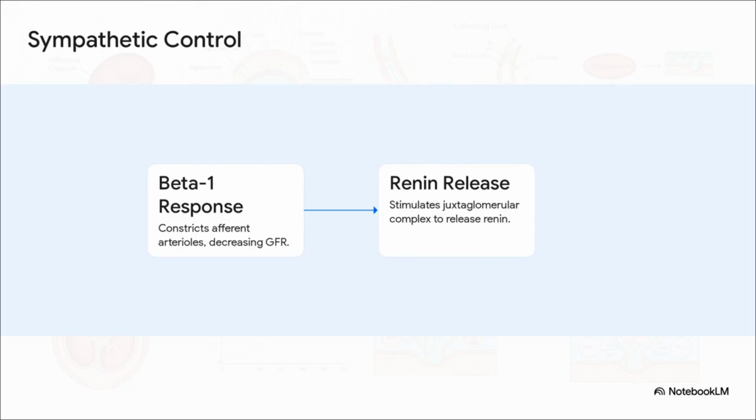But here is the absolute crucial point. How does the nervous system override those physical factors? Well, sympathetic stimulation via beta-1 receptors acts through two very distinct steps. First, it directly constricts the afferent arterioles. This decreases glomerular pressure, drops the GFR, and thereby decreases urine output. Second, those exact same beta-1 receptors stimulate the juxtaglomerular complex to release renin. That renin forms angiotensin II, which further decreases urine output. Both of these pathways effectively converge to powerfully retain fluid during a fight-or-flight stress response.